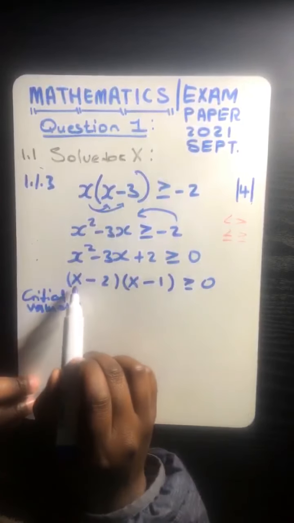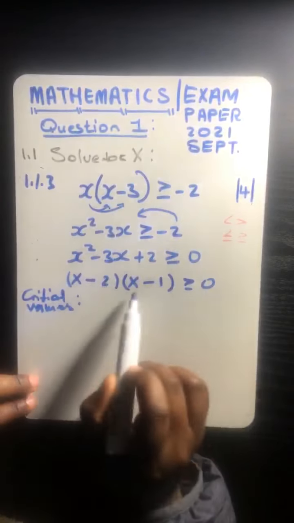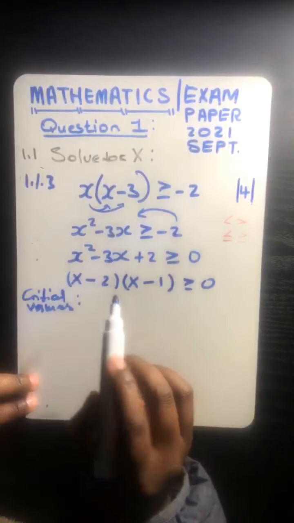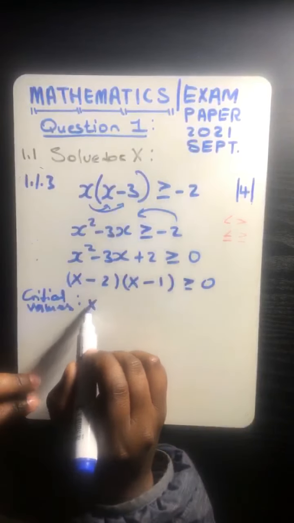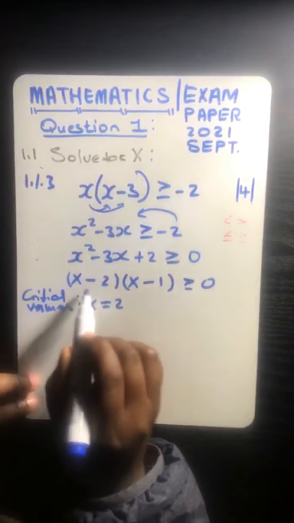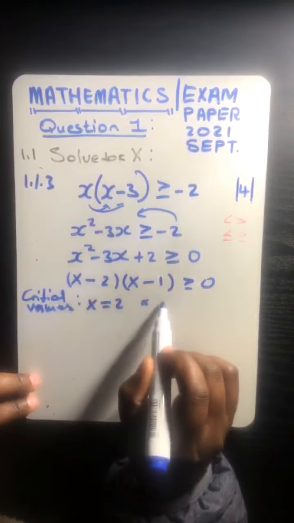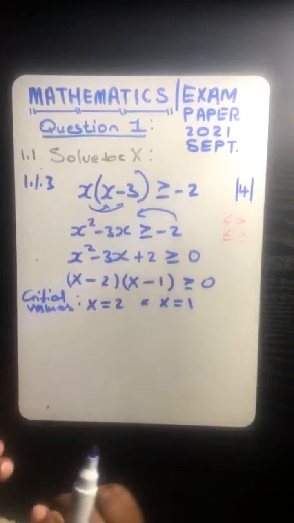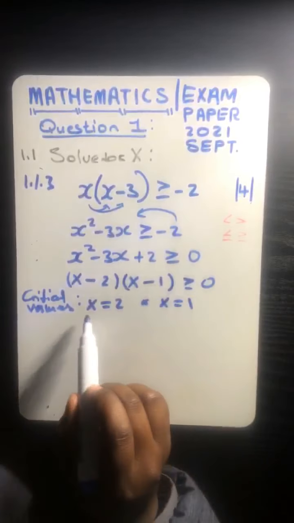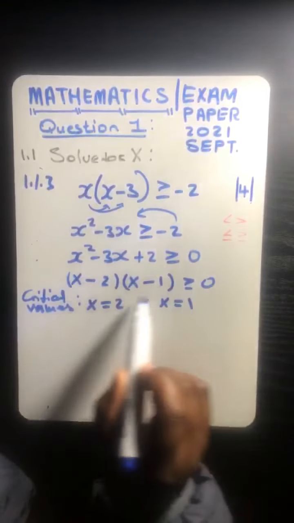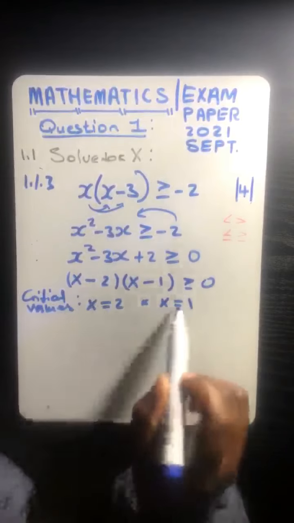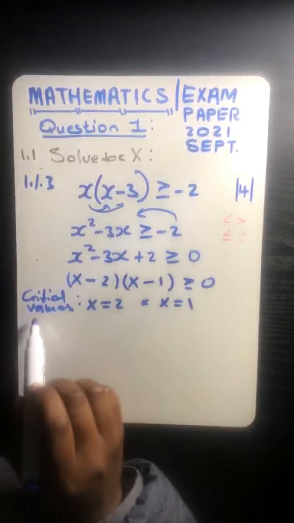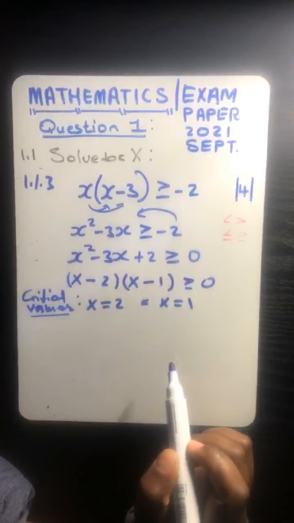It's more like you just equate this to 0, you equate that to 0, then you solve for x. You end up having your critical values, x equals 2 for this, or x equals 1 for that over there. So this is the only moment where you are allowed to use an equal sign over there. Why? Because these are what we call the critical values.